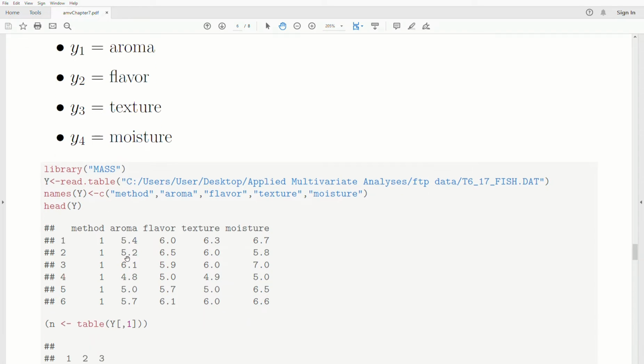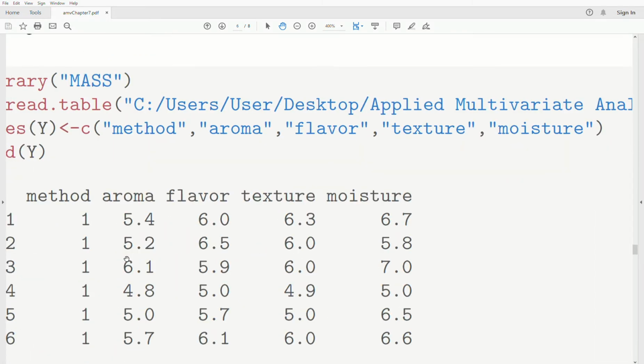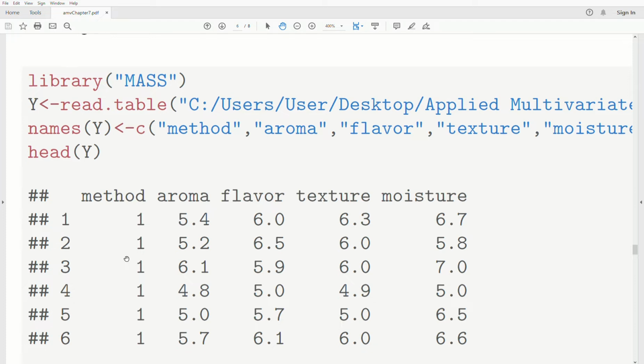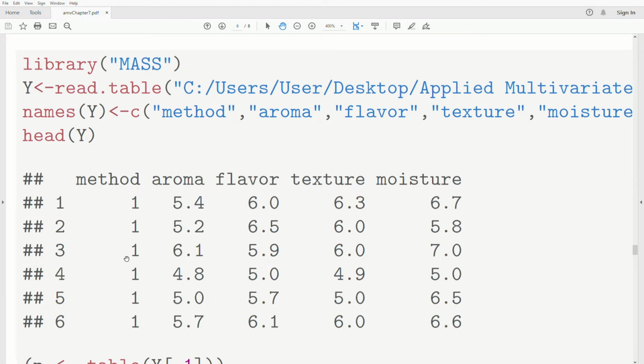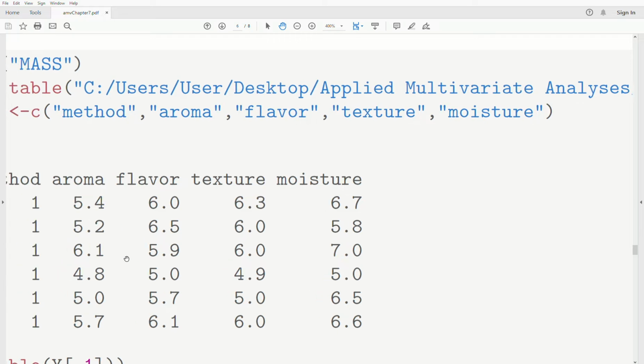So we fire up R here. We load the library MASS because that's where our linear discriminant function is. We read in the data. There's no headers, so we have to assign it names.